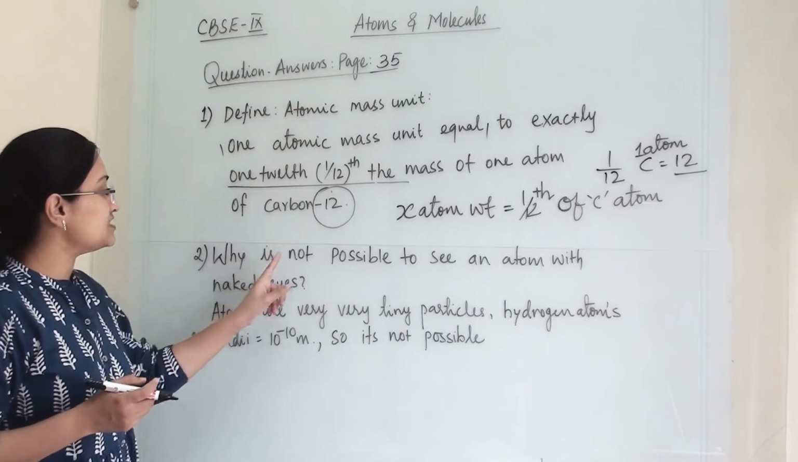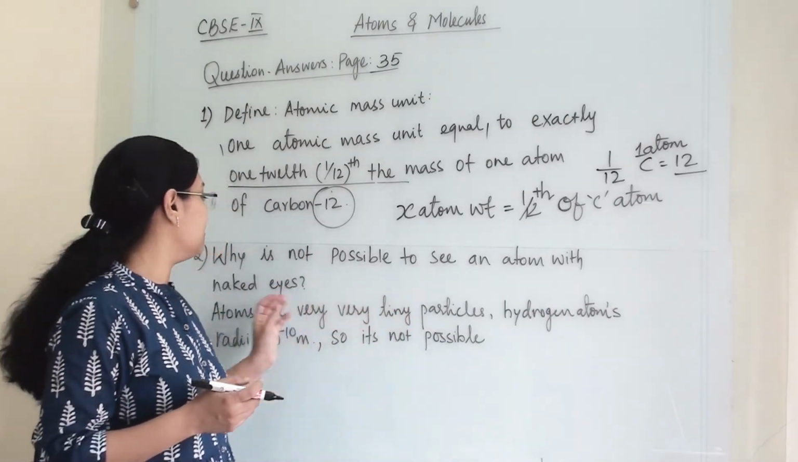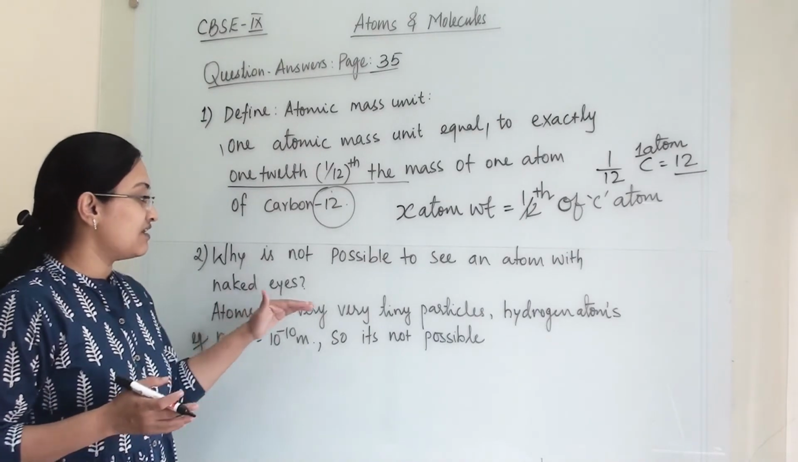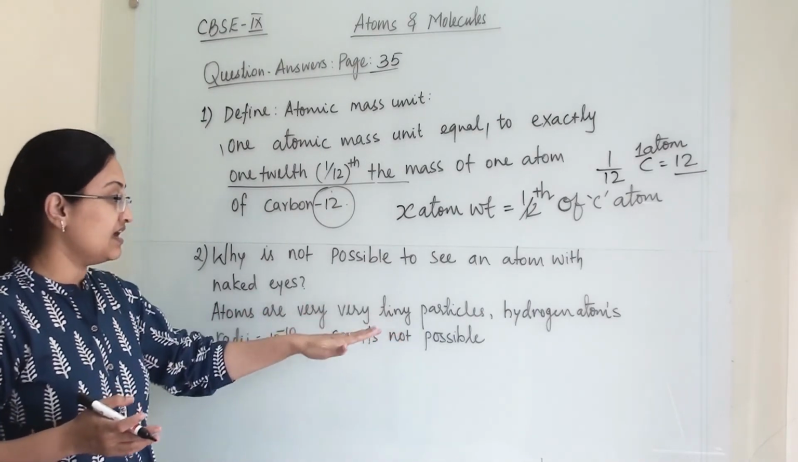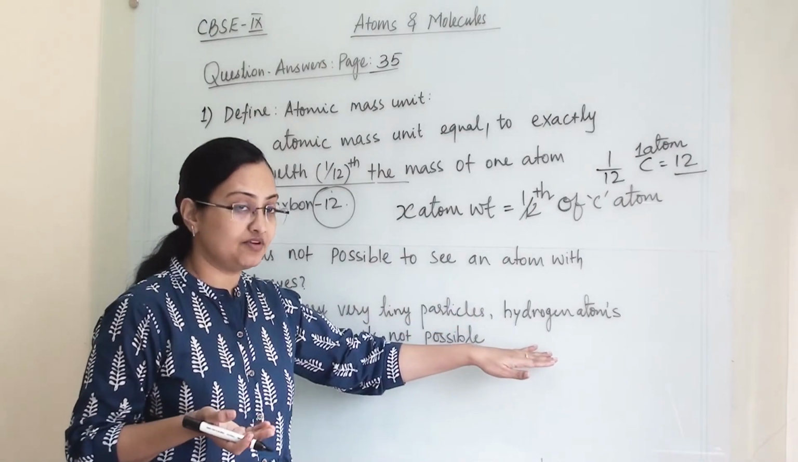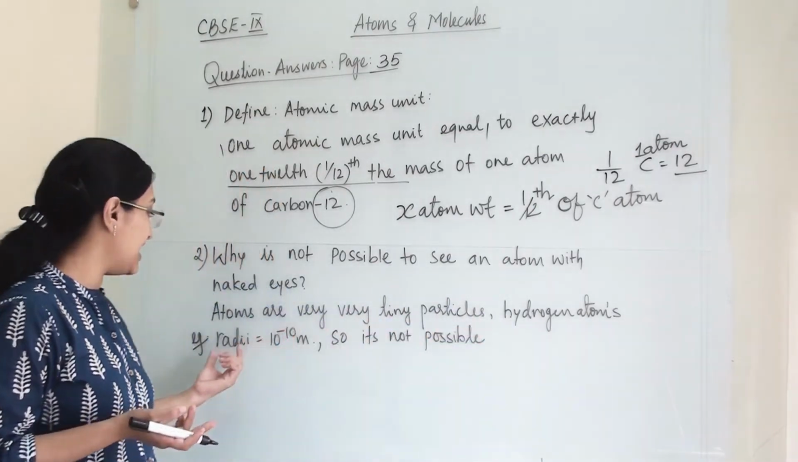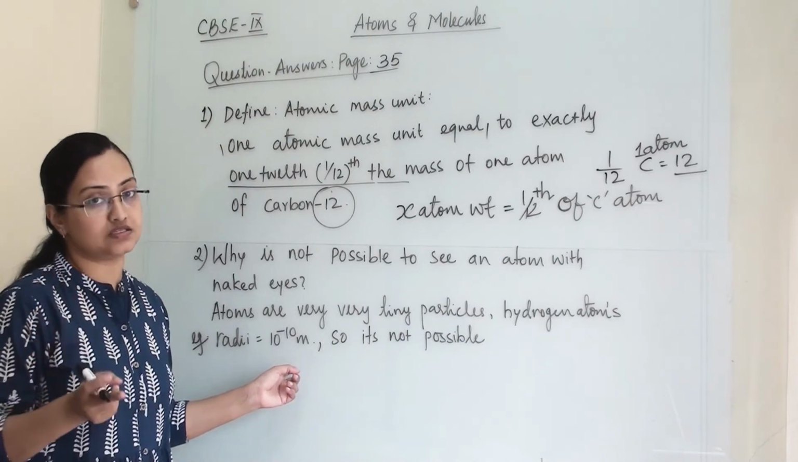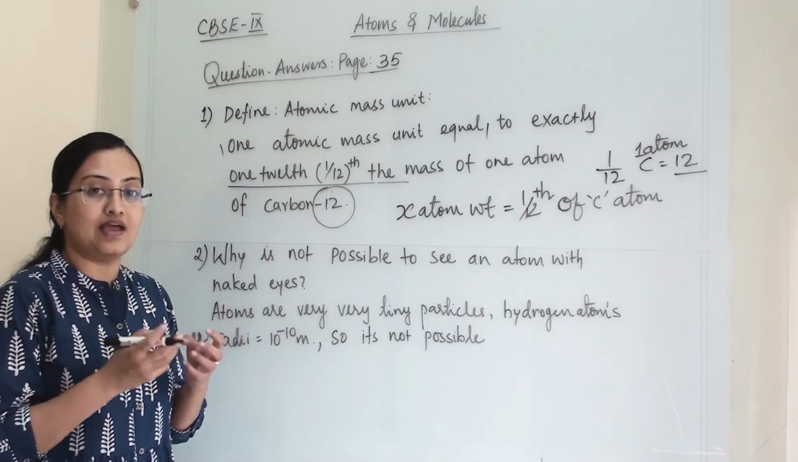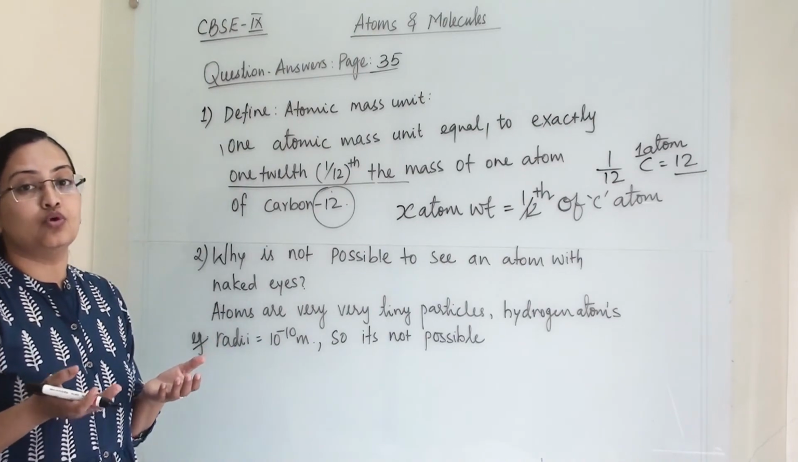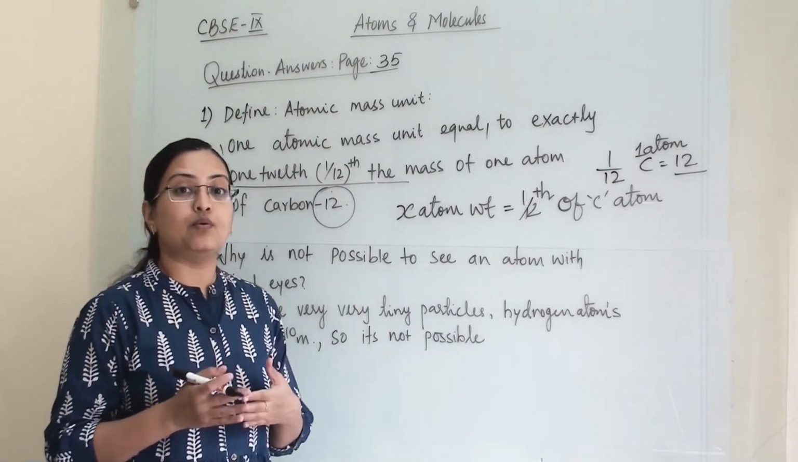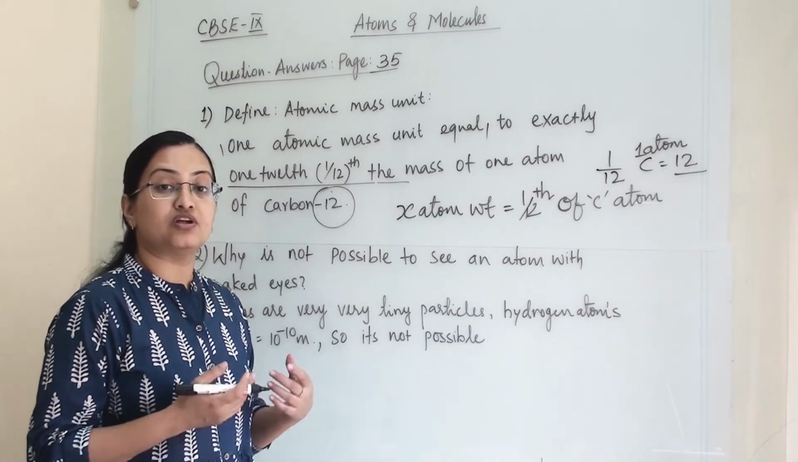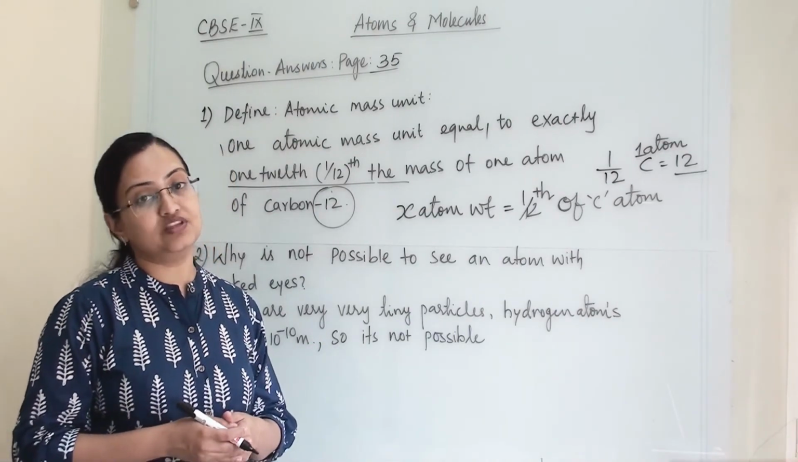Second, why is it not possible to see an atom with naked eyes? This is very simple: atoms are very tiny particles. For example, one hydrogen atom's radius is equal to 10 raised to minus 10 meter. So that much small amount we cannot see through our eyes. For that we require an electron microscope. So that's why it is not possible for us to see atoms with the naked eye.